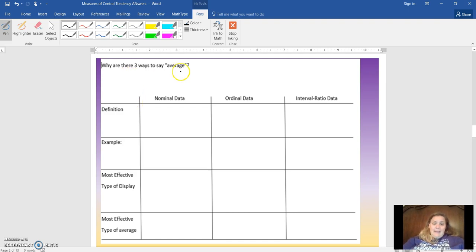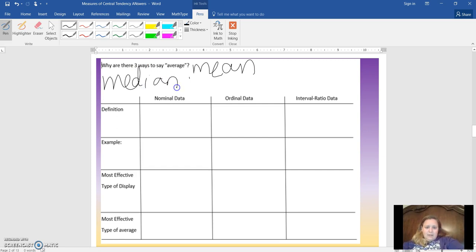There are 3 ways to say average: mean, median, mode. And the reason we have so many ways is because it depends on the type of data. For one type of data, the mean might be the best way to illustrate it. For another type, the mode might be the best way. For another type, the best way to say average might be median. So it depends on the type of data.